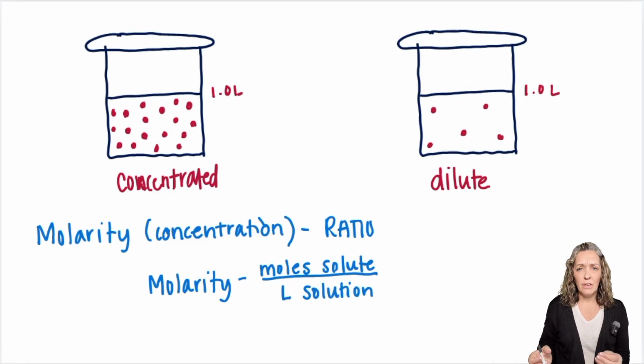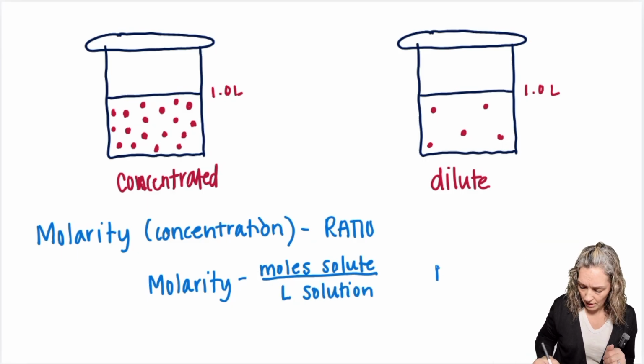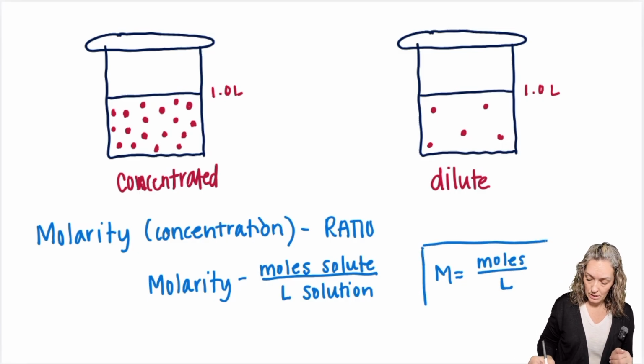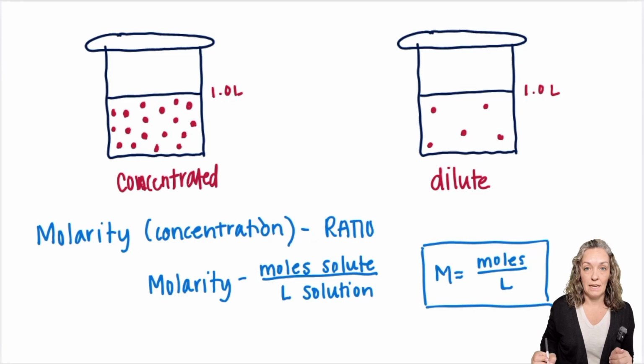We can abbreviate or reduce this equation down, and we often see it written as capital M, representing molarity, is equal to moles over liters. This is the equation that we are going to use as we move forward and do our example problems.